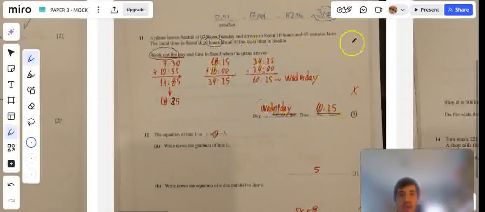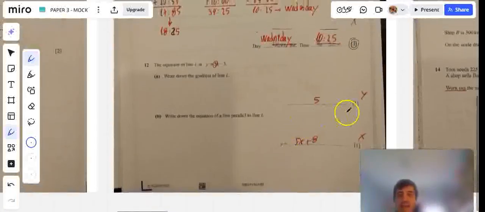This is the correct answer, and this is how you get the whole points. If you just write Wednesday and 10:25, you only get 1 point. So it's necessary to show all the steps. Again, for this one it's 1 point, you don't have to show any procedure.